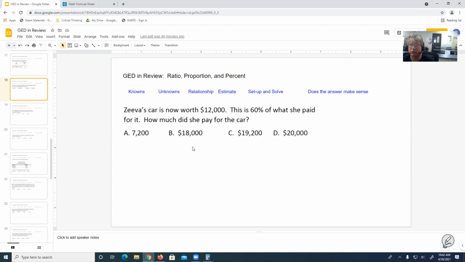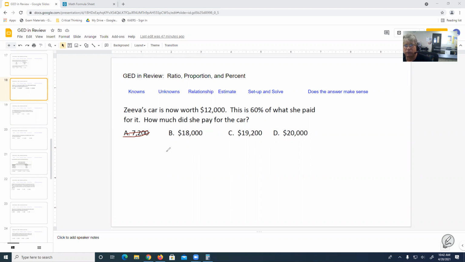So again, you may have to read it several times and read it slowly. One of the things I pick up on is the question's asking how much did she pay for the car? Well, I know cars kind of depreciate. So what it's worth now is going to be smaller than what it was worth when I first bought it. So to me, already using estimates, the 7,200 doesn't make any sense, because the car, when she paid for it, had to be more than 12,000. So now I at least have an educated guess of 3 answers.